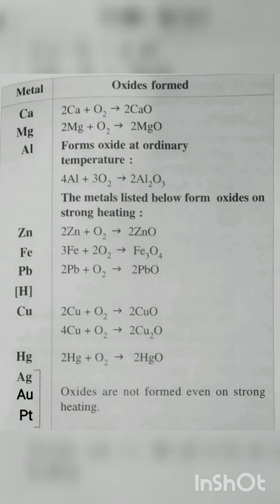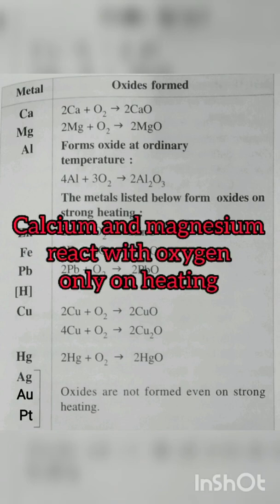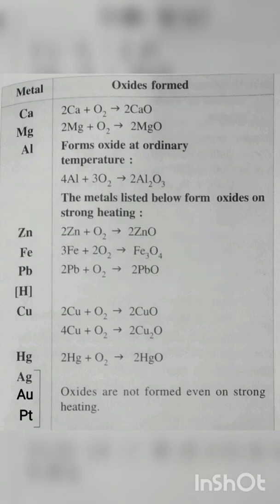Now let's see how other metals of the metal activity series, as we move down, react with oxygen. Calcium and magnesium do not react with oxygen at normal temperature. We have to heat them, and only then will they form calcium oxide and magnesium oxide. Aluminium, however, reacts with oxygen even at normal temperature. Now, below aluminium, we have zinc, iron, lead, copper, mercury, silver, gold, and platinum.